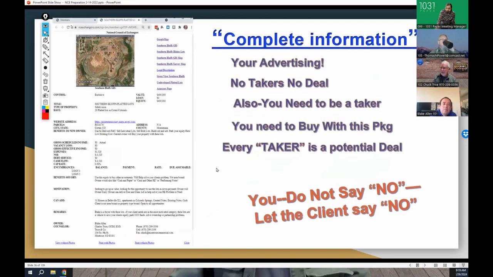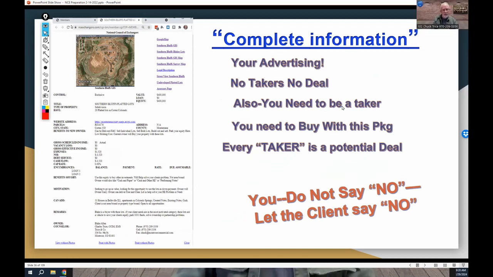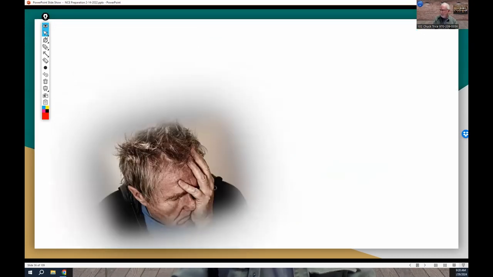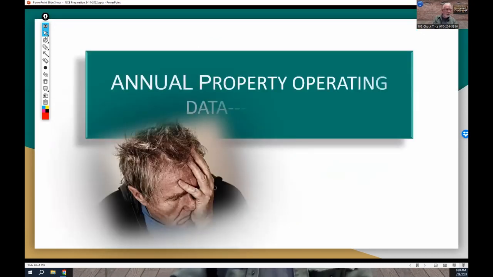So, complete information. You'll notice on the right-hand side of this listing, and this is Cortez, Colorado, there are all kinds of pictures and documents and things, and you need to have that in your system so that you can give that to the broker on the other side. This is just basic, important information that everybody wants to know.